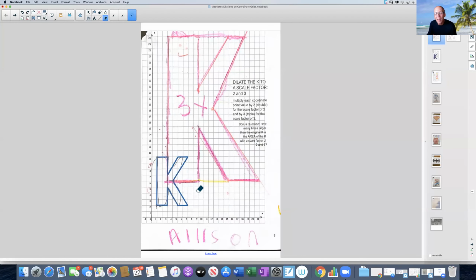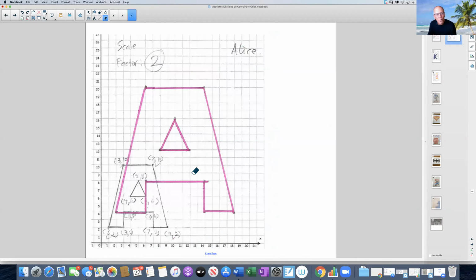And then this little girl, Allison, dilated a chess piece by a factor of 2. And then she dilated the letter K to a factor of 3. And then this other student, Alice, developed her own letter A and then dilated it to a scale factor of 2. So I thought you guys would find that really cool.